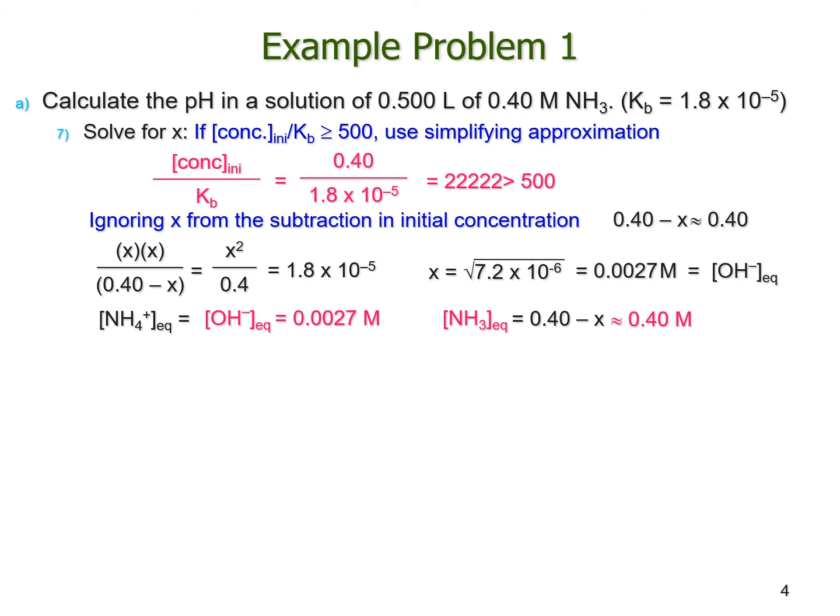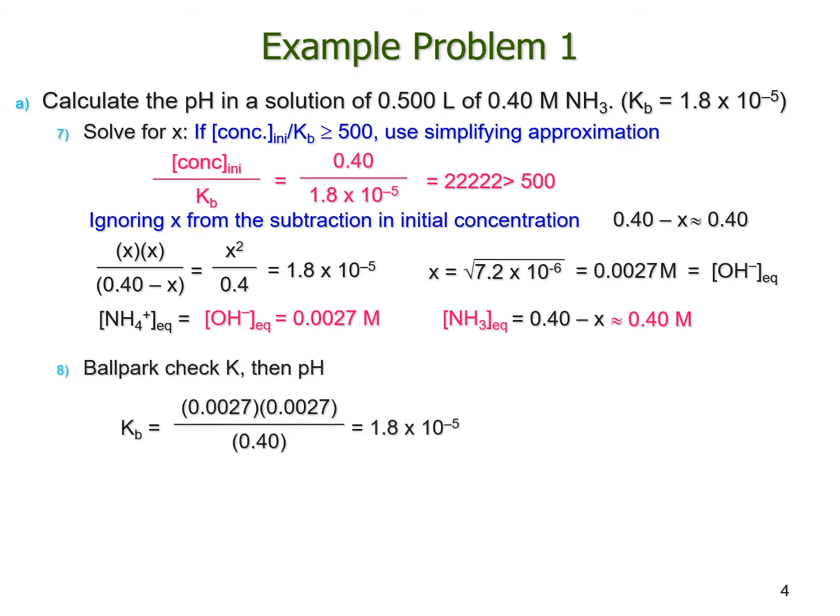As you can see, 0.0027 compared to 0.40 is virtually nothing, because that's beyond our sig figs. So even through this subtraction, if we round it up, we still have 0.40 molar. Before we go forward, let's check the Kb with our equilibrium concentrations. So Kb is a perfect match for the one that's given to us.